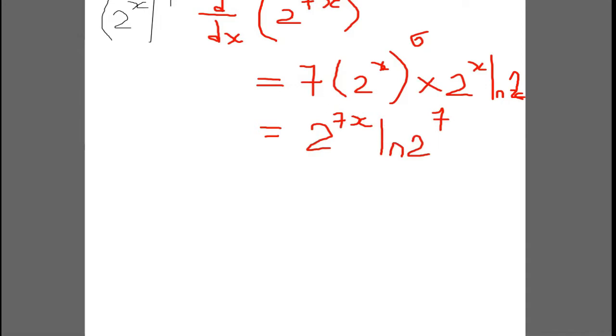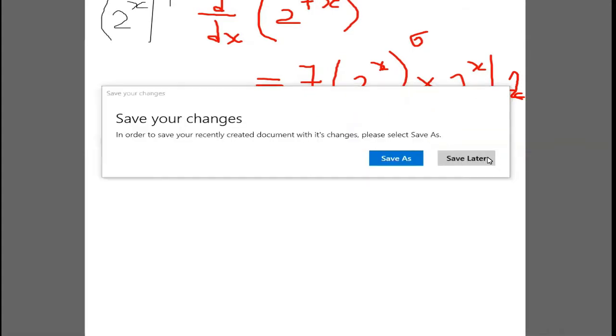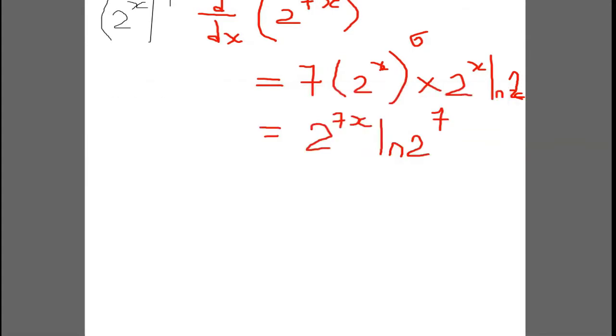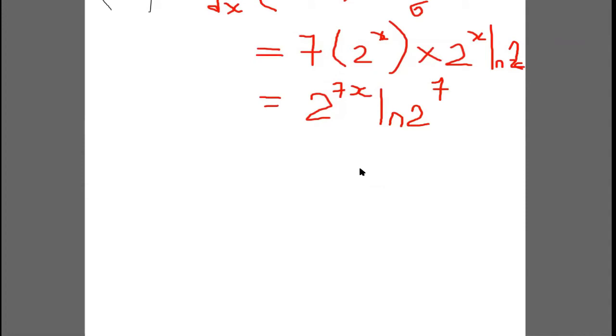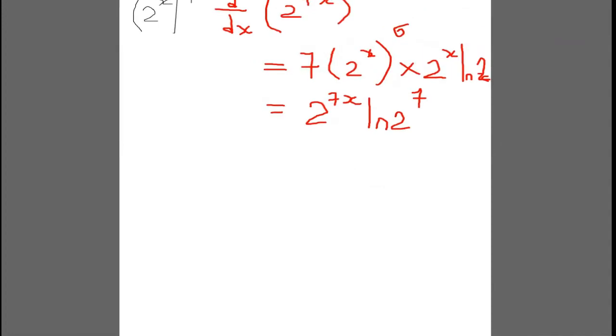Now, why did I do all of this before I integrate? You may wonder, why did I do all of this before I integrate? Well, I'm going to show you why. Now, let's say you were to integrate now.